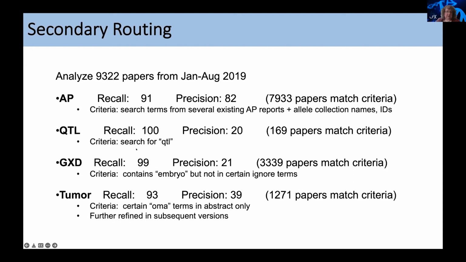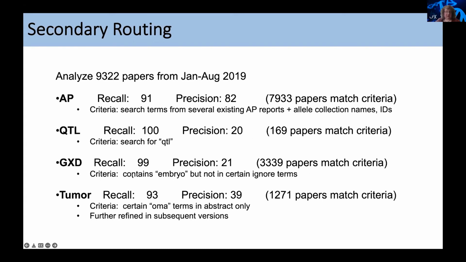For QTL, this was a little bit different. The recall was nearly 100% for one single search word, but the precision was not very good. But for the number of papers that were retrieved by this simple search, we decided that we could live with that, that we could screen through those to find the papers that we really wanted to curate.